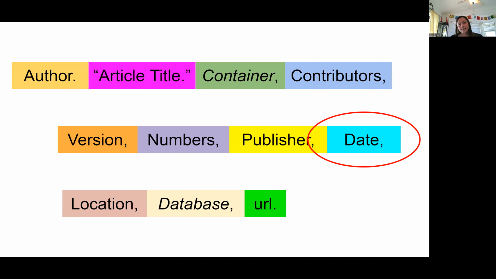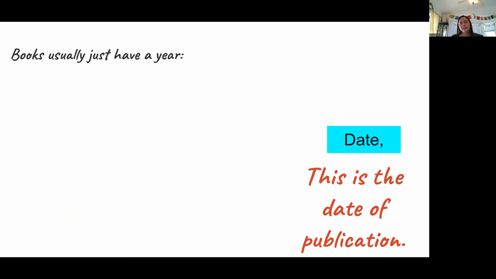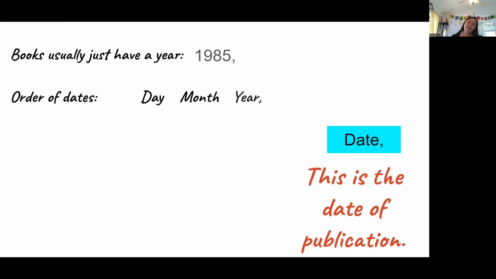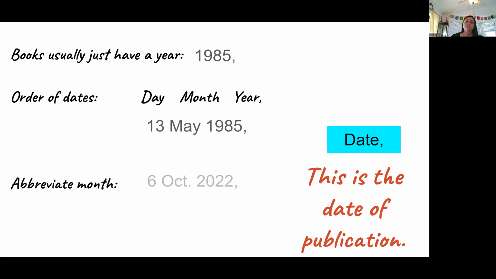The next piece is your date. This is the date of publication. With books, you'd usually just have a year, so it'd be like 1985. A lot of other sources like websites and journals may have more information. They may have a month and a year or a day, month and year. And so if you have all three, you put it in this order, 13 May 1985, so day, month, year. That's how the rest of the world sets up dates. We West Americans are weird. We do it with month, day, year.